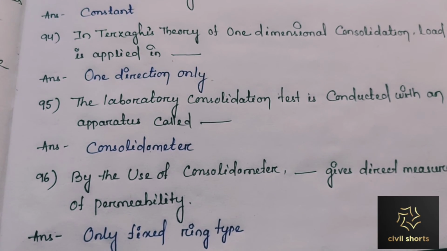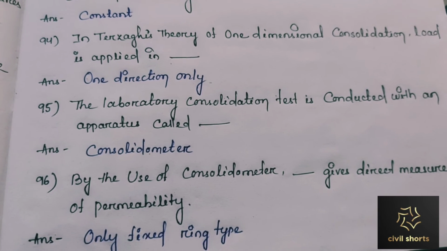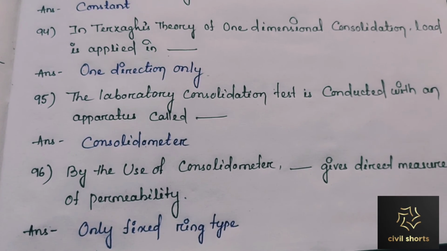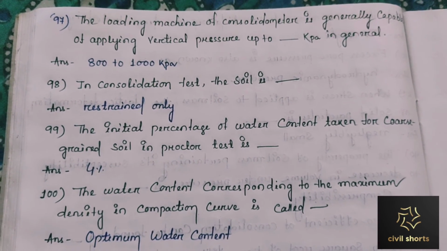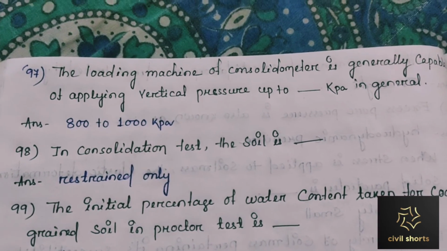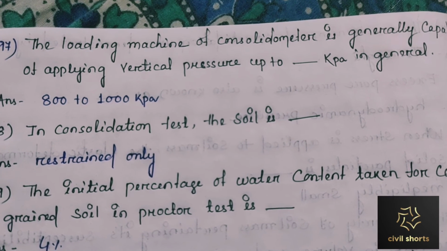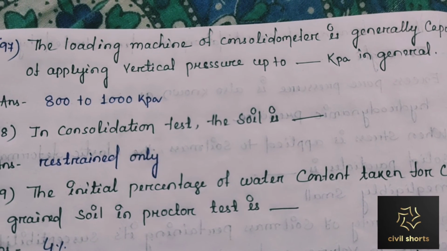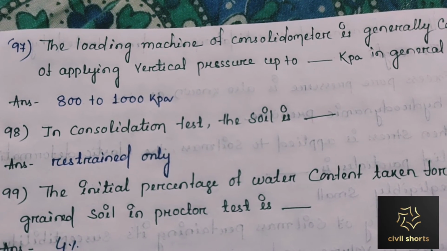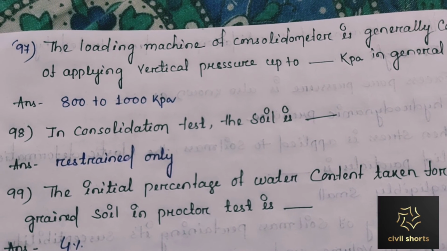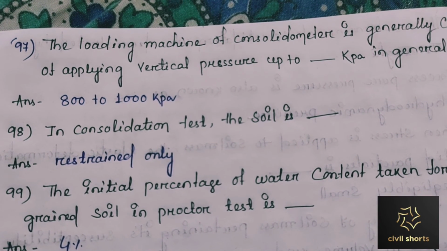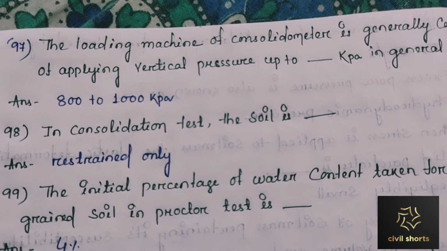This is because only the top porous stone is allowed to compress the specimen. Then question number 97. The loading machine of consolidometer is generally capable of applying vertical pressure up to dash kPa in general. The answer is 800 to 1000 kilopascal. Here kPa is kilopascal.